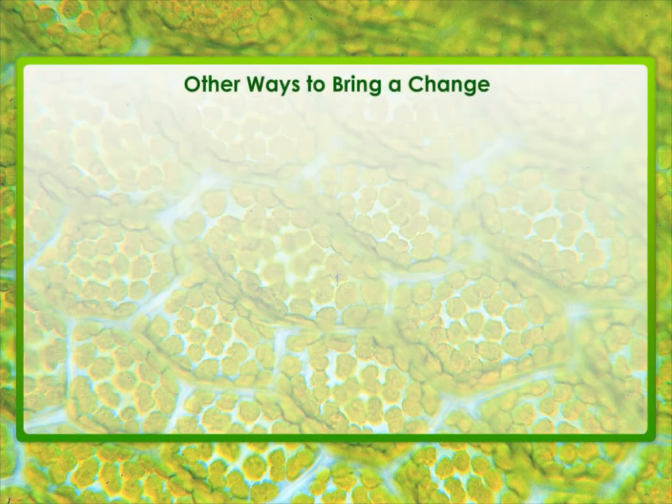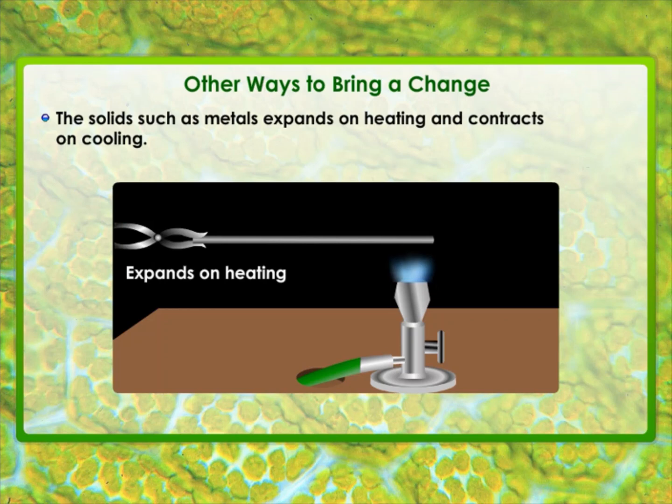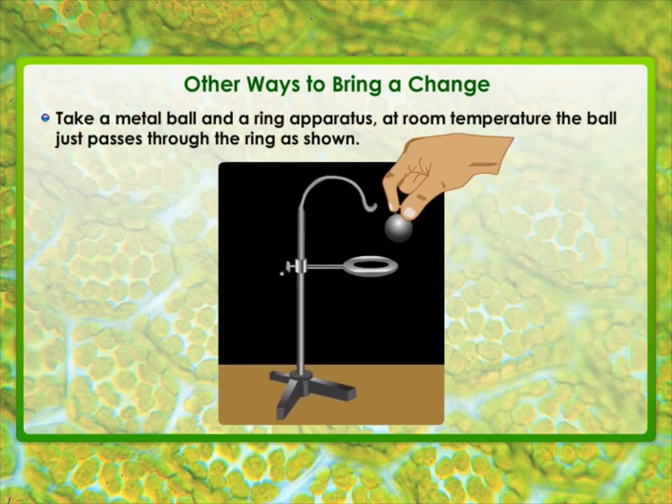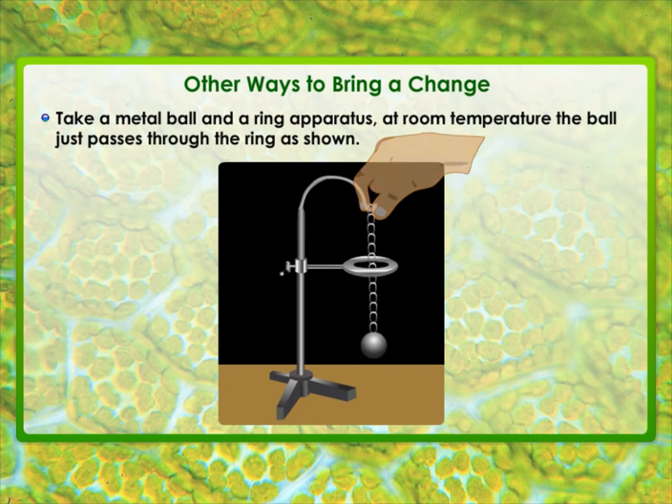Other ways to bring a change. Solids such as metals expand on heating and contract on cooling. Let us demonstrate this with the help of an experiment. Take a metal ball and a ring apparatus. At room temperature, the ball just passes through the ring as shown.